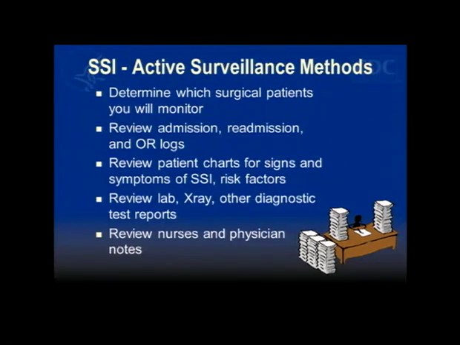You'll need to be reviewing admission, readmission, and operating room logs to follow your patients to see where they are, and review patient charts for signs and symptoms of surgical site infection, for any risk factor data that might be required for reporting, and review laboratory, x-ray, other diagnostic test reports to be sure that if you have an organ space infection, you can meet the criteria of that specific organ space site as well as the SSI site. And so that means you do have to review nurses and physician notes.